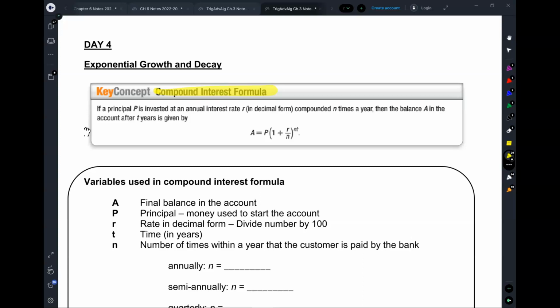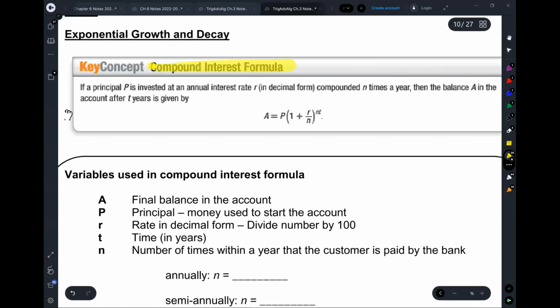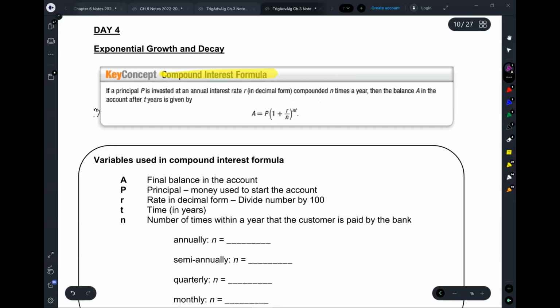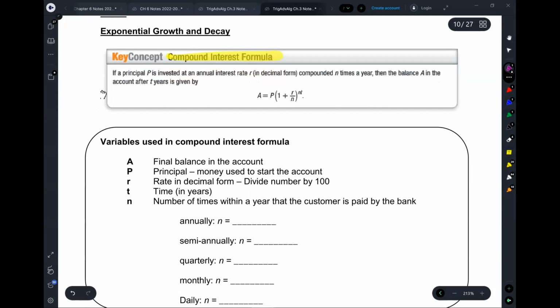Okay, so to calculate compound interest, there is a formula which you have to memorize. And the formula is this: A equals P times (1 plus R over N) to the NT. Okay, so what are all these things? In this chart at the bottom, I've identified each of the variables. So the first one is A, which I've written down here. A is the final balance in the account. So when you get your statement, how much money is in there now? That's A.